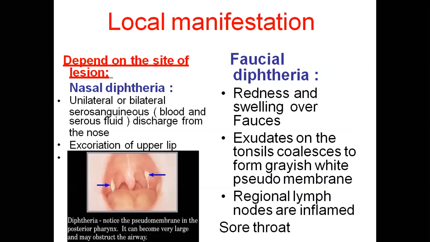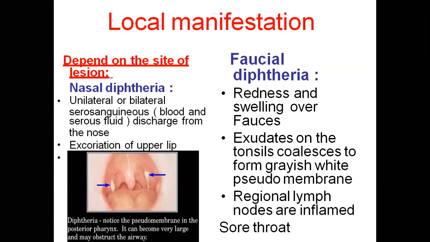Okay, the next one is local manifestation. What we saw just now, as per this, is nasal diphtheria, that is unilateral or bilateral. Either one or both sides of the nose will be affected. Then from there it spreads further to the upper lip. In the nose and the lip you can identify redness and swelling over the particular area. Once the nose and lips are affected, it further descends to the throat.